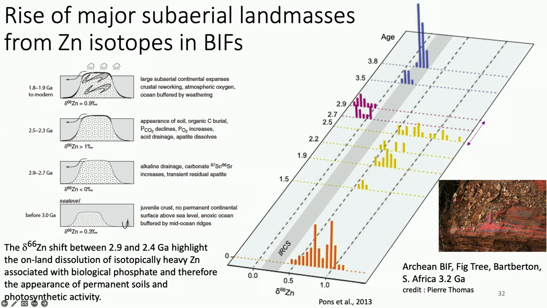And so that means that before 3 billion years old, we didn't have any exposed land. That started barely between 2.9 and 2.7 billion years. It became more important between 2.5 and 2.3, and then we reached the modern time very quickly. So there was already a lot of stuff there.